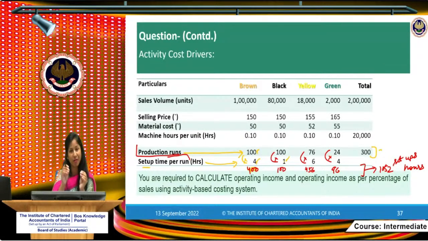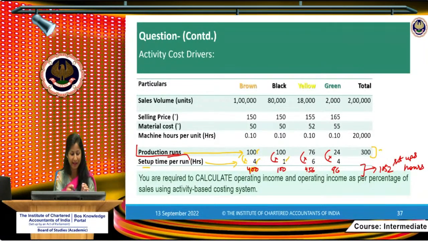But for brown color, there is much cleaning required, so it has been increased to 4 hours. Now in case of green color and yellow color, if you compare them, yellow color requires 6 hours, because yellow needs a proper clean setup. If there is some residual of a different color, the yellow color would be properly ruined. That is why it is taking 6 hours per run.